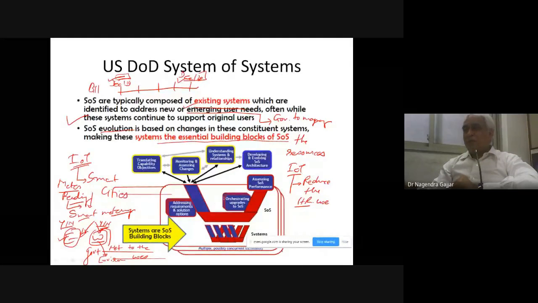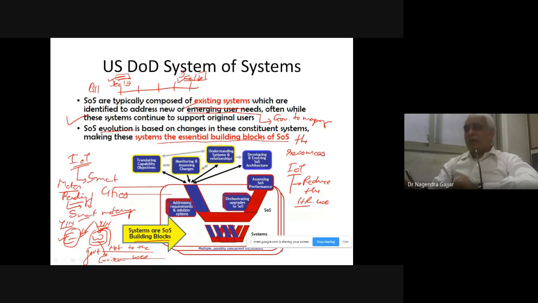Okay, so what you have is basically systems are the SOS building blocks, right? You need to have addressing requirements and the solution options. You have orchestrating upgrades to the SOS. Based on that, it will come down to this because you have translating capability objectives. You are monitoring and assessing the changes. You have understanding systems and the relationships. You are developing and evolving the SOS architecture, and you have done SOS performance observations.